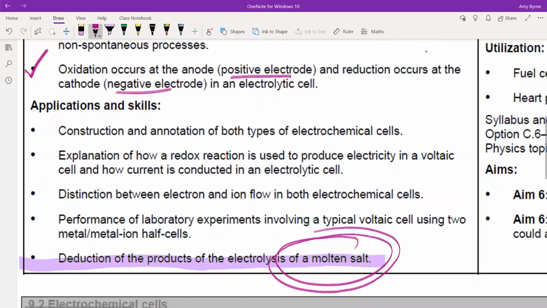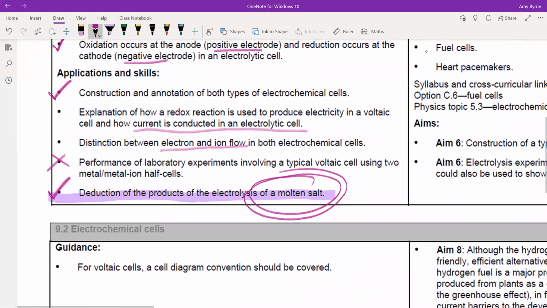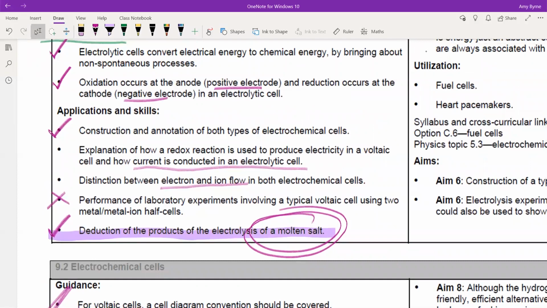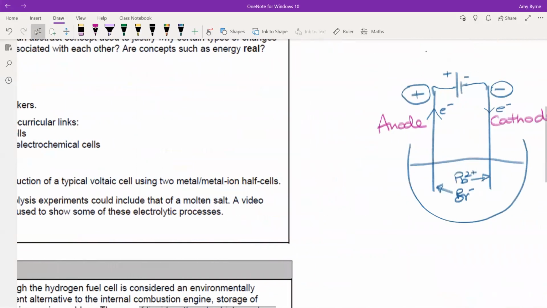We have constructed and annotated them. We haven't talked about how current is conducted. Let's go and do that. Let's talk about electron and ion flow. We did that in the lab last year, and we've talked about deducing the products of electrolysis. Oh, and that's for galvanic, so it doesn't apply to what we're talking about. So let's talk about current, electron, and ion flow.